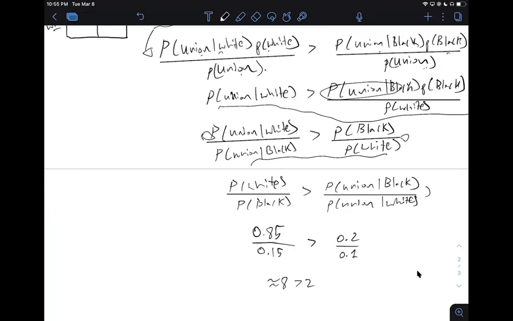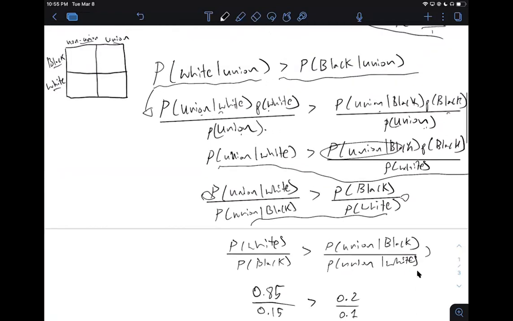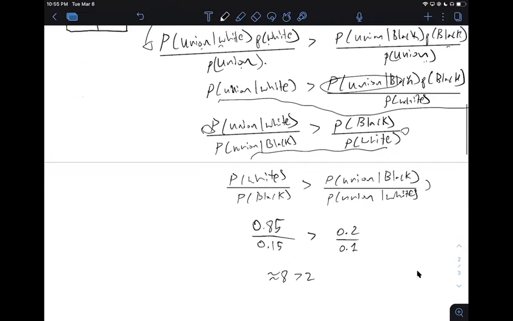So it's still the case that you're, relatively speaking, much more likely to be a union member if you're black than if you're white. And all that matters for this to be true up here is that you can't be so much more likely that it overtakes the white-black ratio in the population. So that's one useful way to rewrite this that I think is pretty interesting.